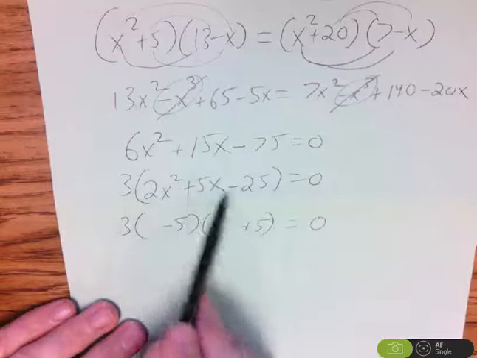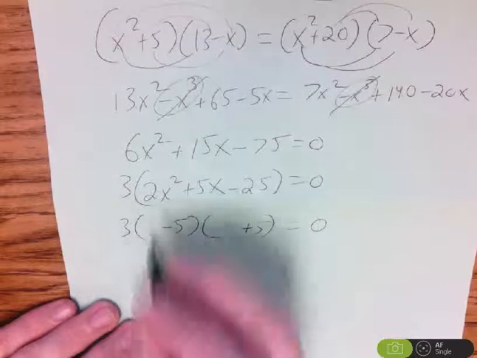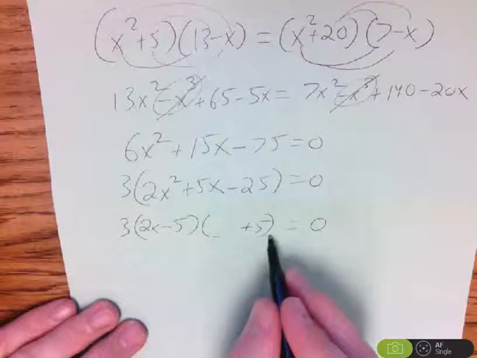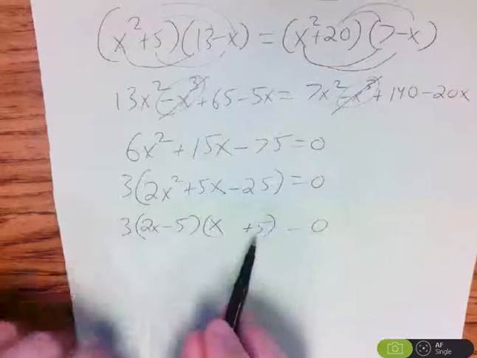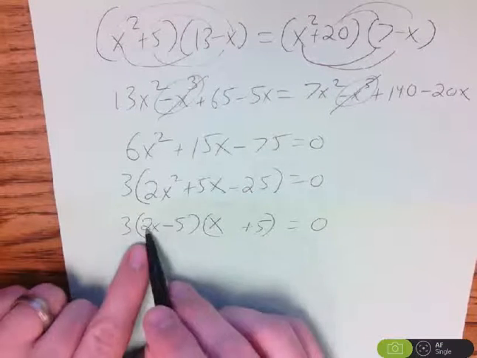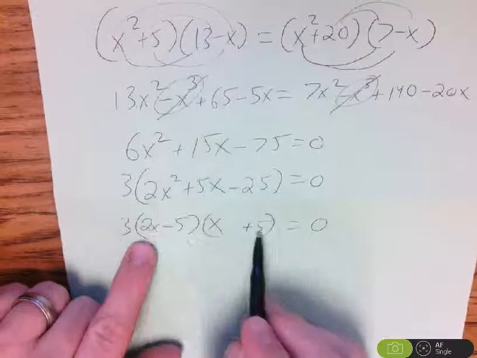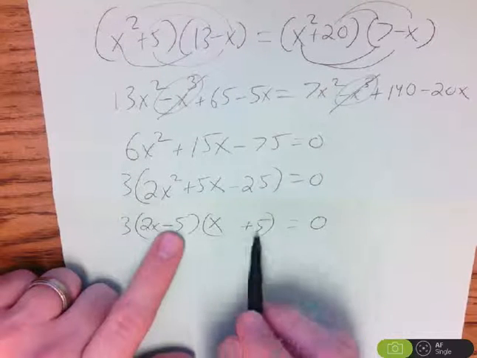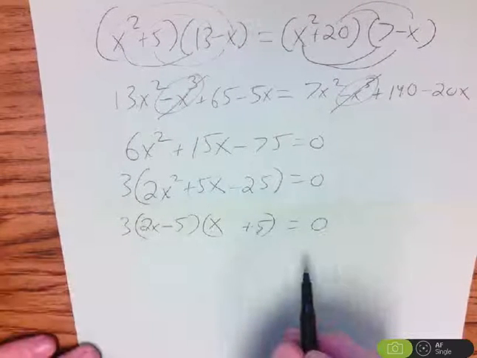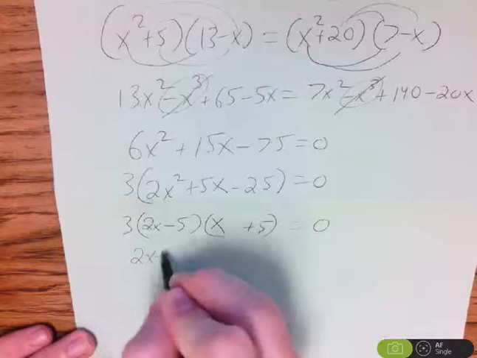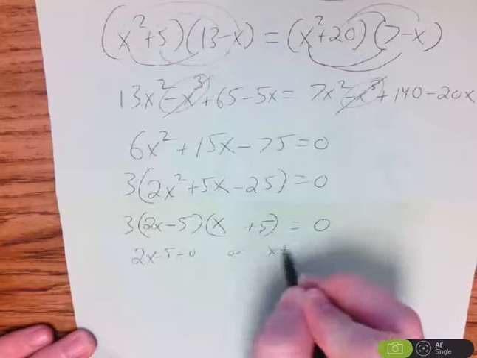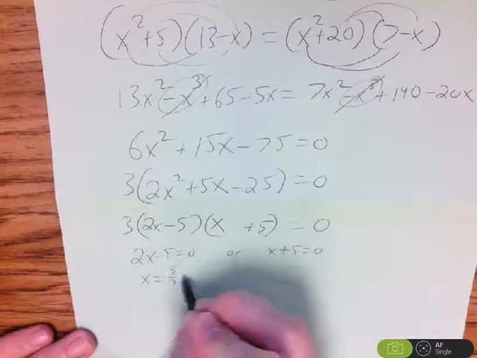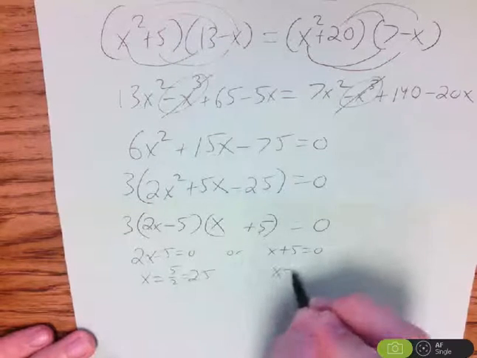Well, I know I need a positive 5x, so when I multiply my 2, I need to make sure my x's are more positive than they are negative. So this is going to be x plus 5 and 2x minus 5. Let's check it. 2x times x is 2x squared, plus 10x minus 5x is positive 5x, and negative 5 times positive 5 is negative 25. So either 2x minus 5 equals 0, or x plus 5 equals 0, which means x has to equal 5 halves, or 2.5, or x equals negative 5.